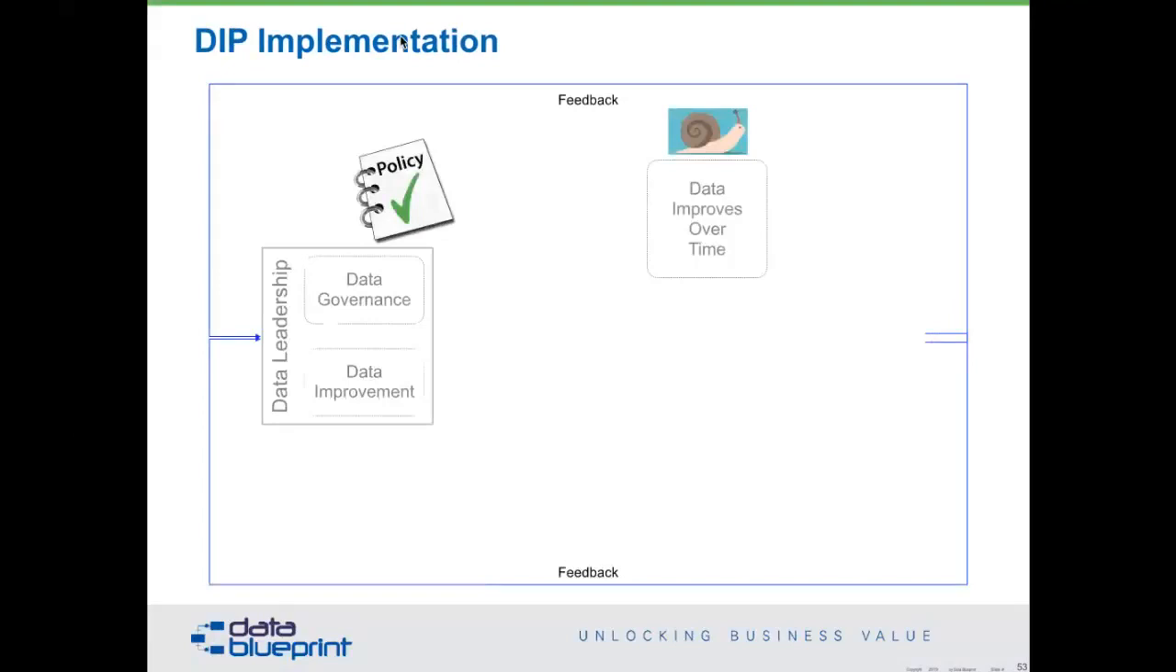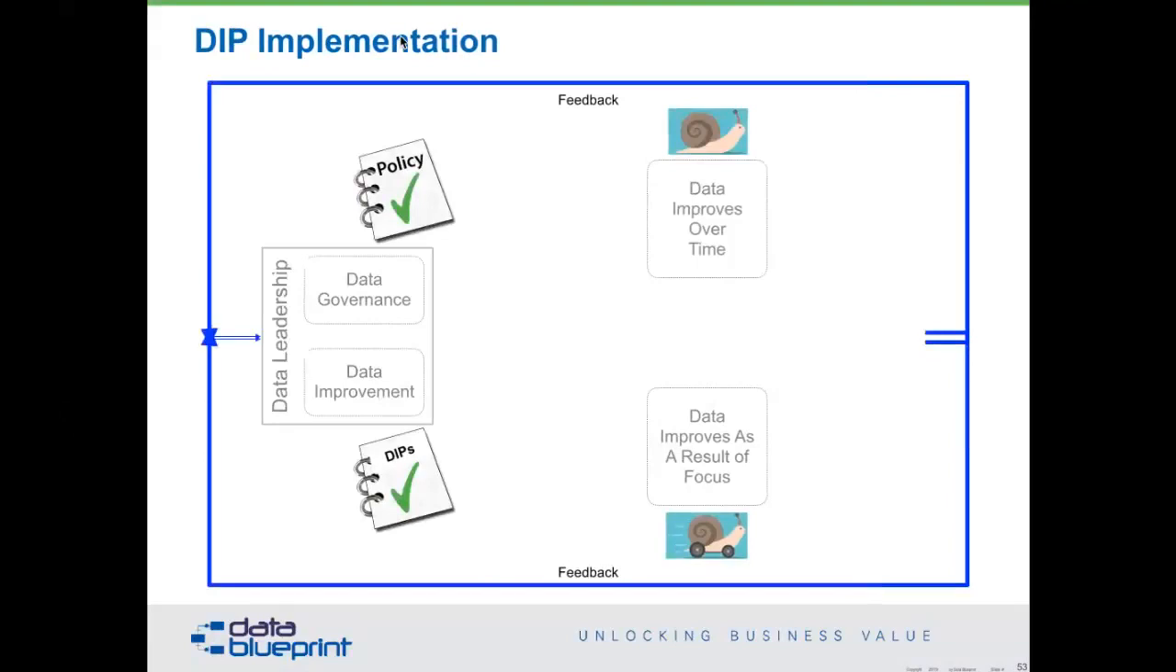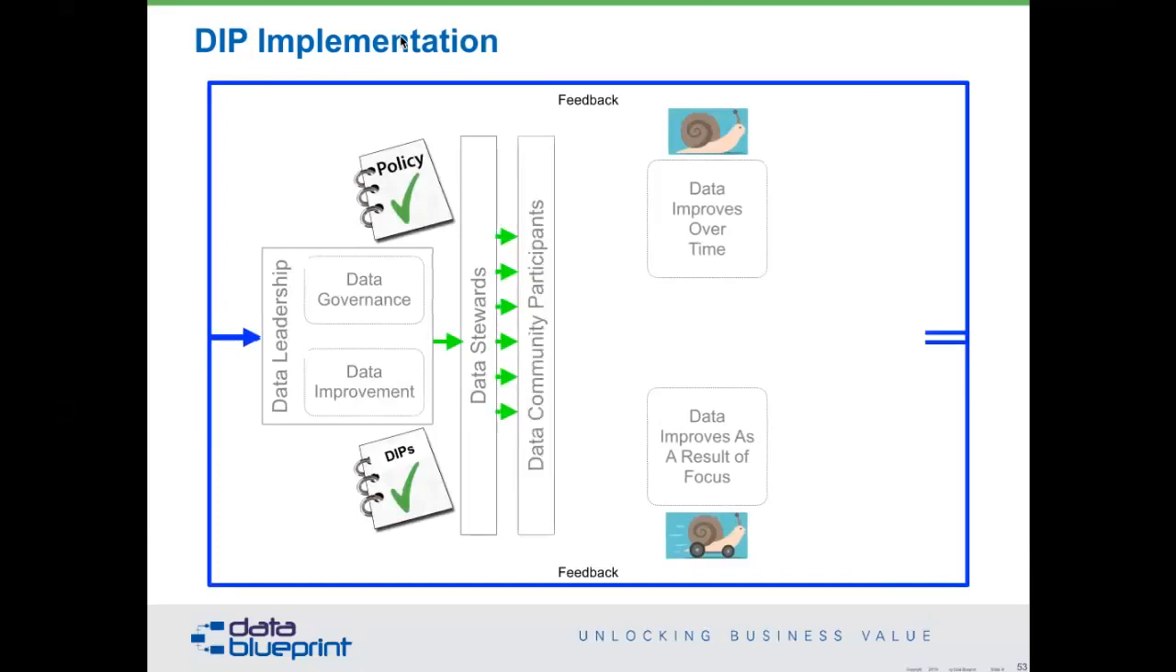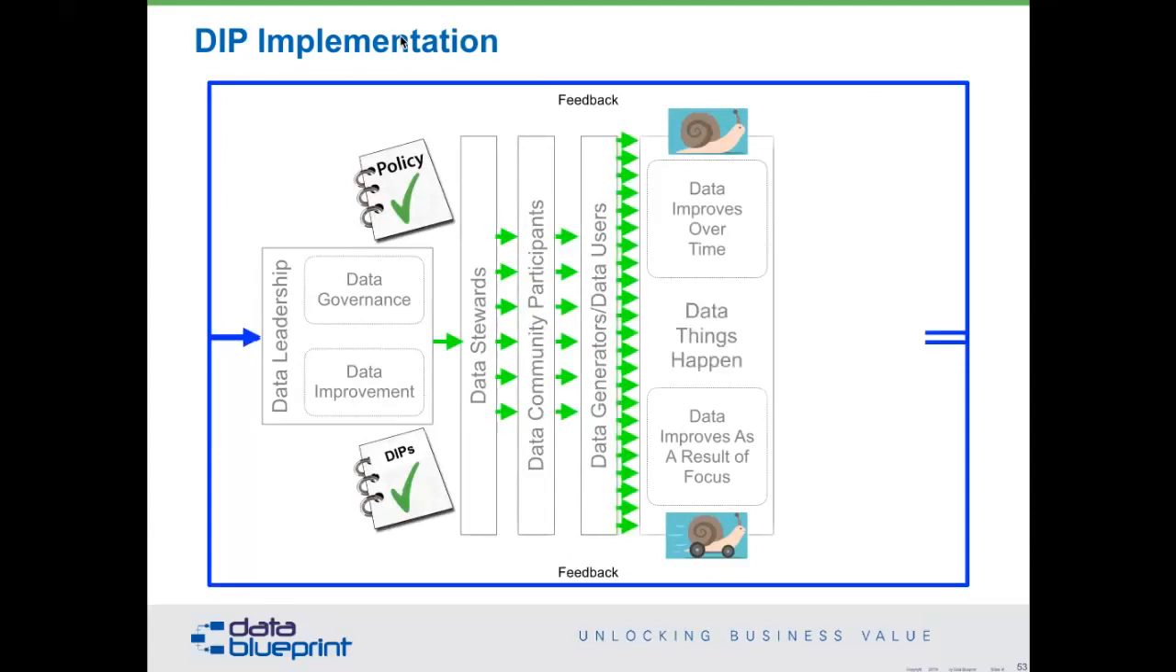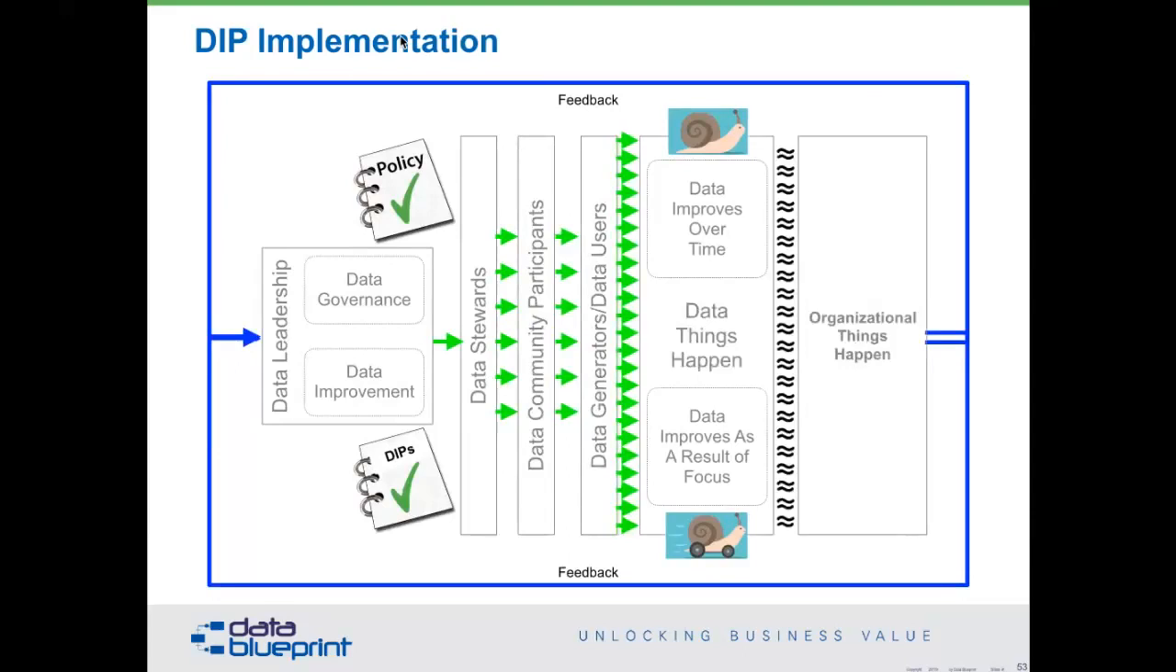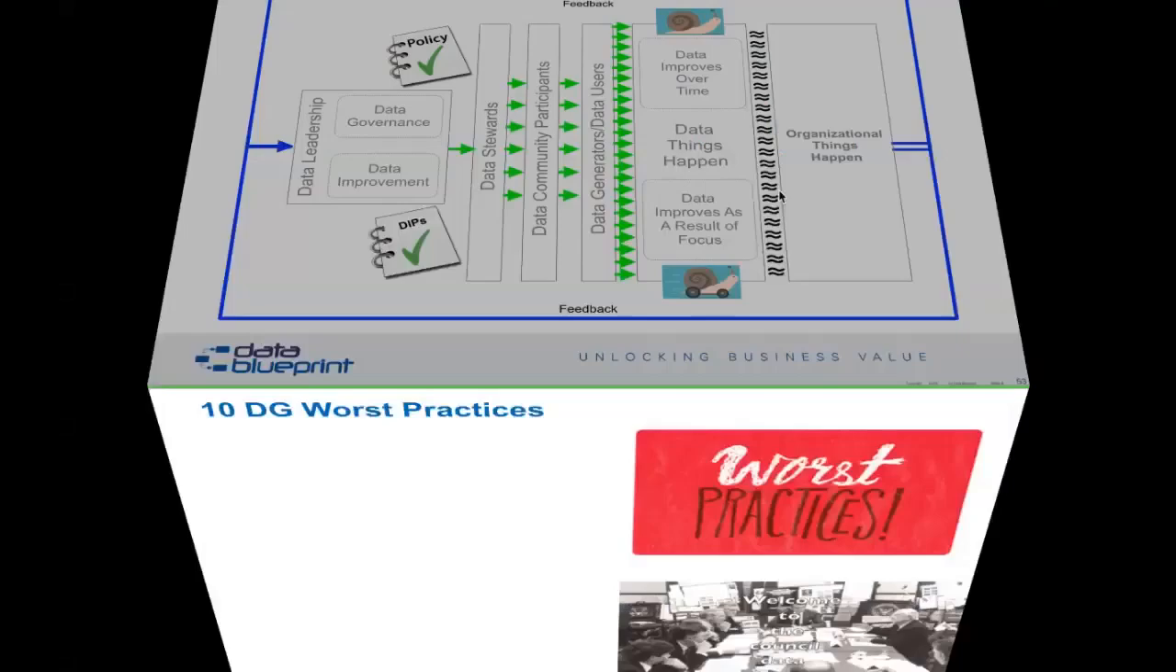Because what happens in organizations is the data leadership starts out with governance, and this gives us the ability to improve data over time. But we also need to have some data improvement projects that are going to fix data that needs to be fixed more quickly than through standard maturation processes. So the data governance promotes the metadata to the stewards. The stewards then propagate that metadata down to the data community participants, who eventually get it down to the data generators and users. And now we can start to say data things will happen. Now, we want data things to happen, but we have not been real good about helping you all as data professionals tie these data improvements to things that happen in the organization. So the symbol I'm using here is approximately equal. And the better you are able to tie those improvements to things happening in the organization, the better off you will be able to maintain your data.